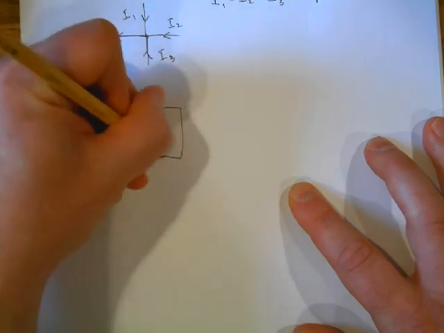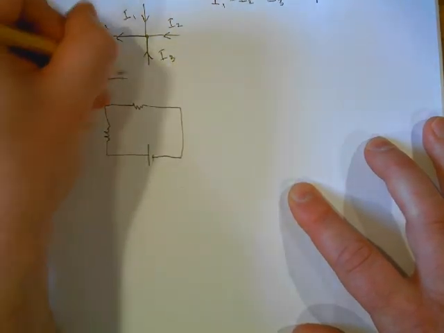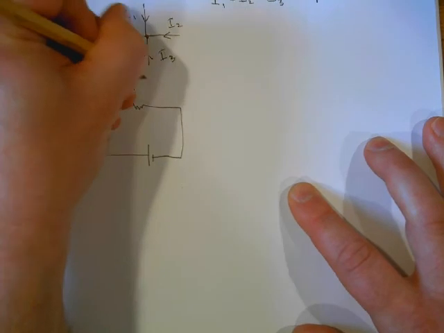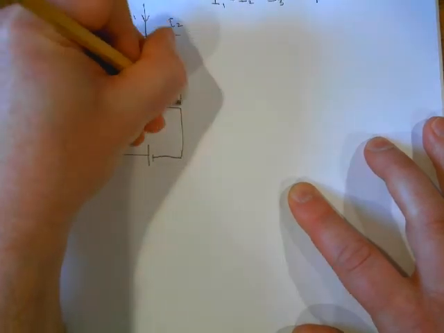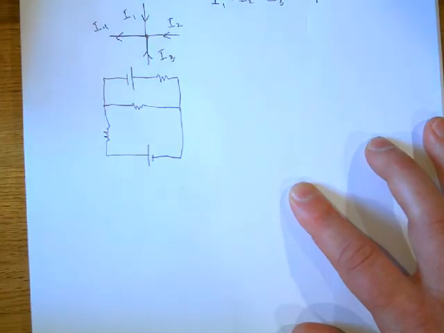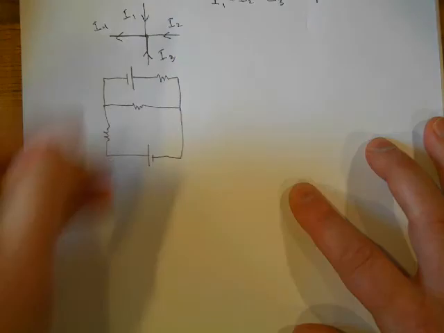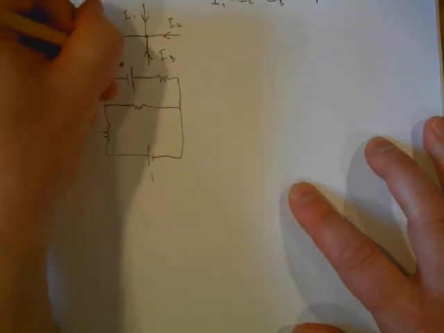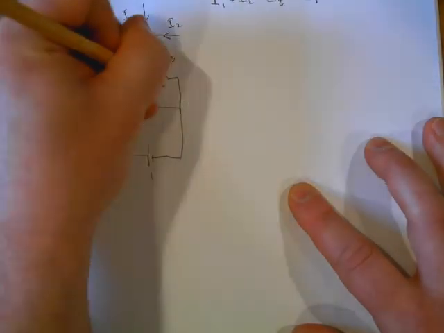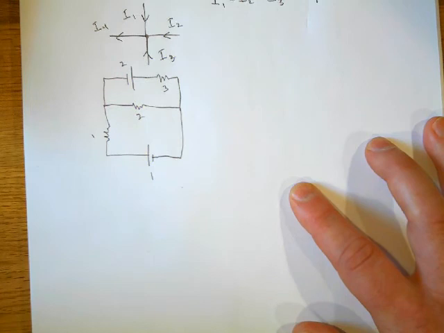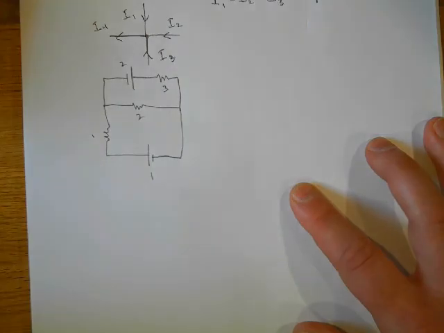So let me just make up a question here. So let's say I have a circuit that looks something like this. And I'll say this is battery 1, this is battery 2, resistor 1, resistor 2, resistor 3.